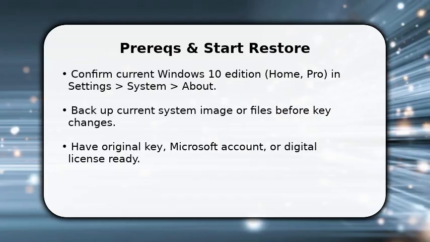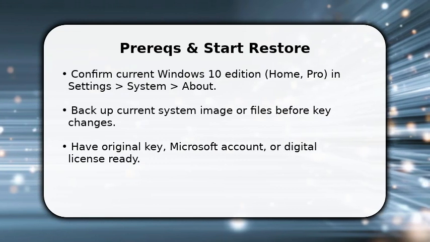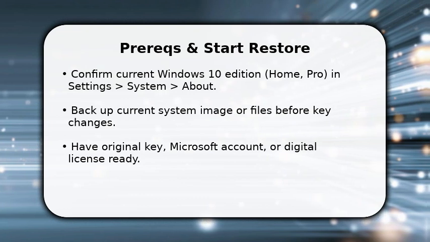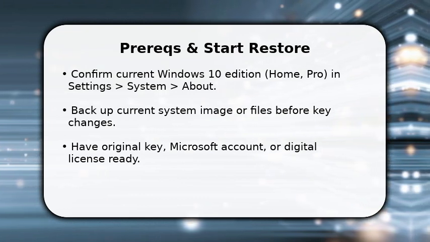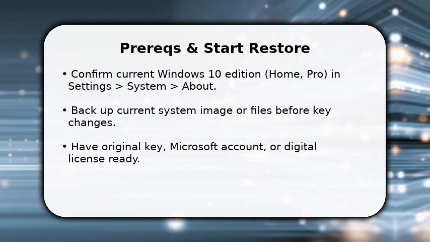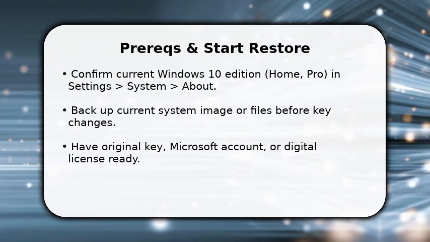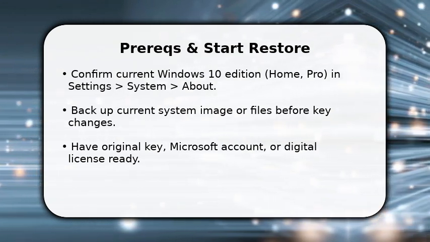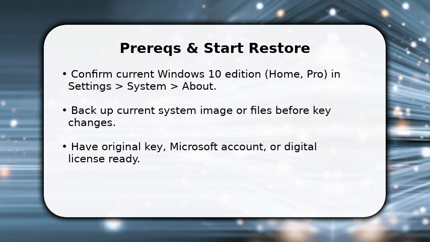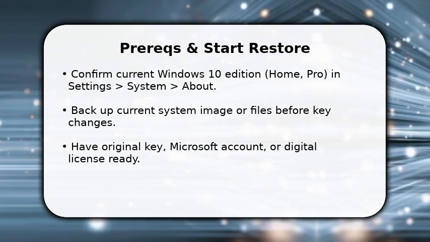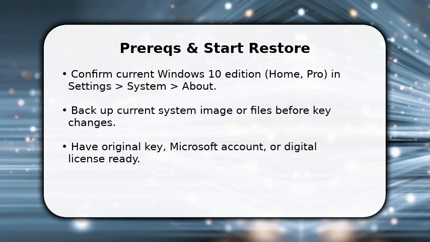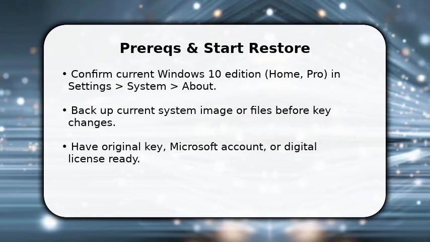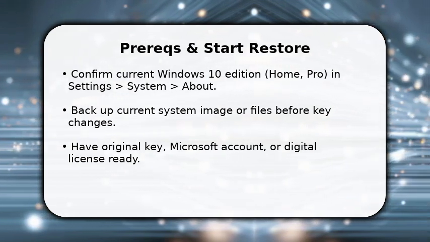You begin by confirming your Windows 10 edition and ensuring you have a backup. This protects files if activation changes fail. Next, locate the original product key or sign into the Microsoft account that holds a digital license. Once done, open Settings, navigate to Update and Security, then Activation. Make sure to keep admin credentials handy so you can run commands and switch keys without interruptions. This first phase sets everything up so the restore process proceeds cleanly and with minimal risk.